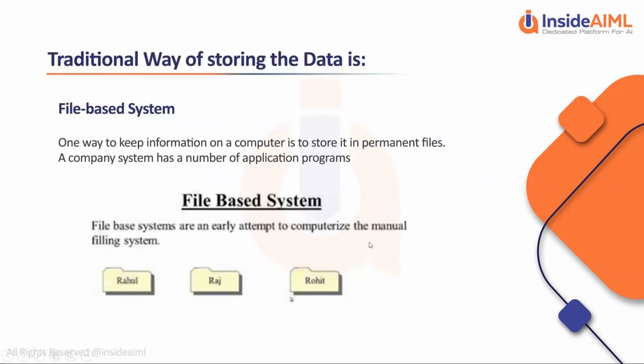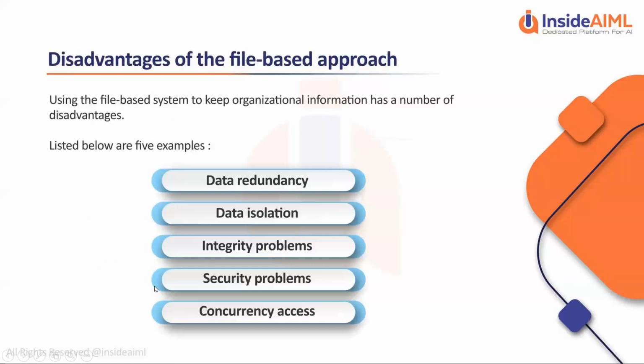Okay, so one way to keep information on a computer is to store it in permanent files, right? File-based systems were earlier attempts to computerize the manual filing system. Just like we have folders, you create a folder with your name or someone's name, or something like movies, music, or some name that you give, right? But there was a problem. There were some disadvantages of this file-based approach.